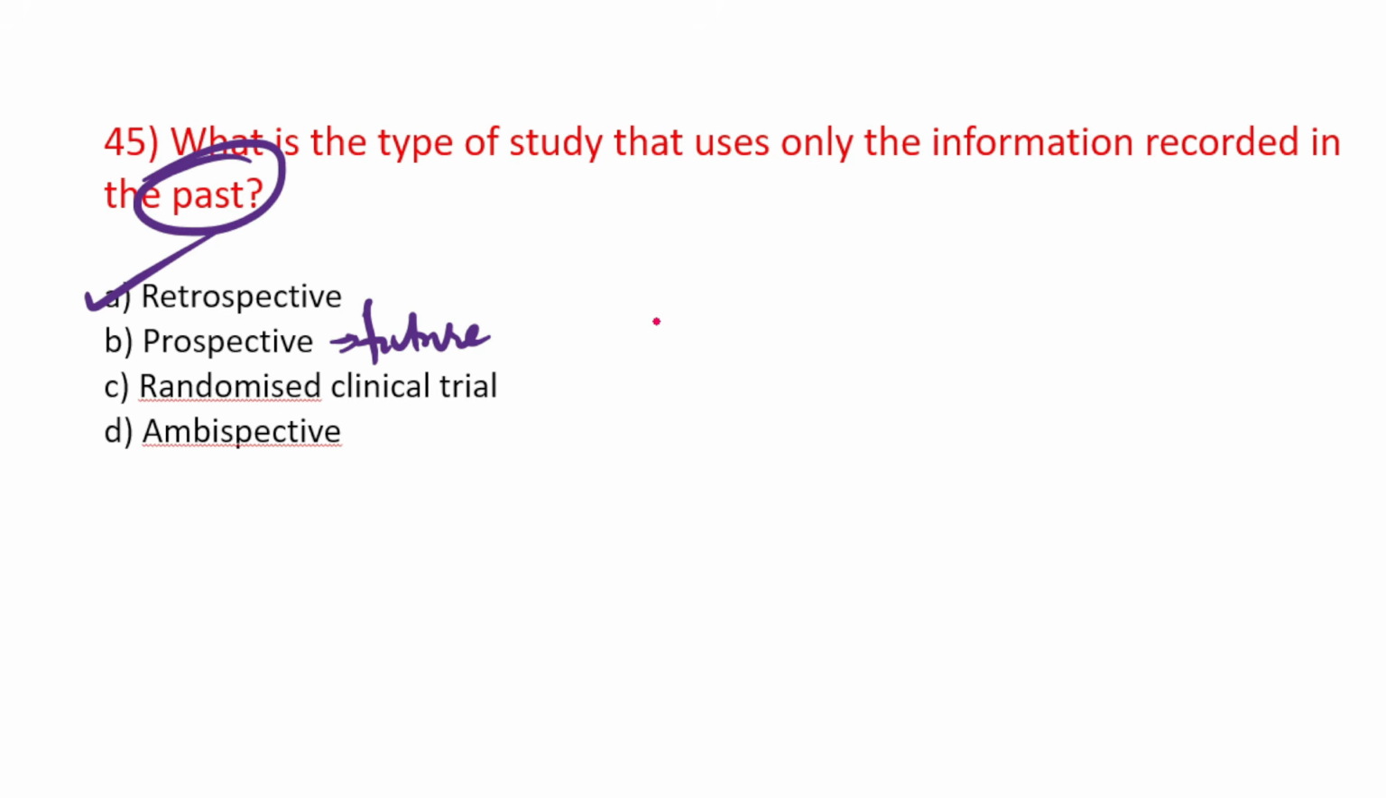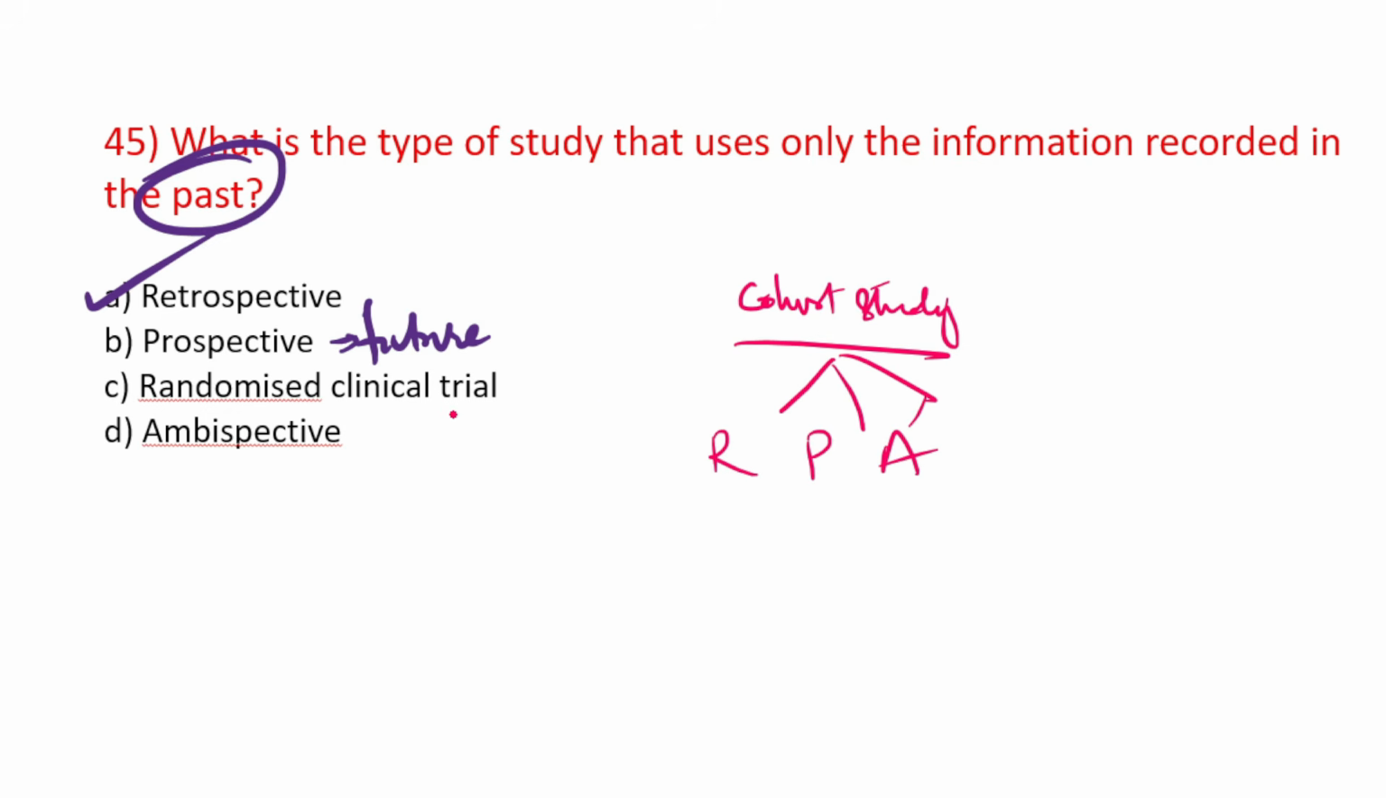Now see over here. Retrospective study, prospective study and ambispective study. All these three come under cohort study. Under cohort study you have all these three components: retrospective, prospective and ambispective. Whereas the randomized clinical trial comes under experimental studies. Cohort study is nothing but an analytical study. Cohort study comes under analytical studies.